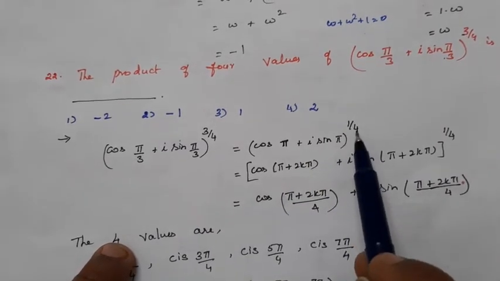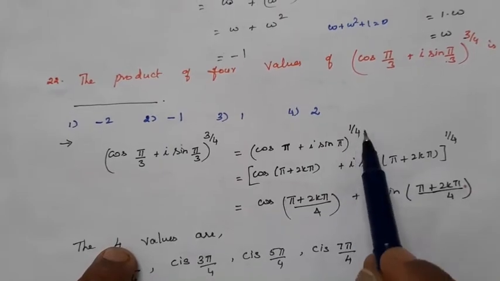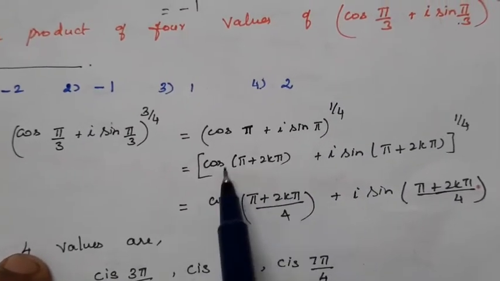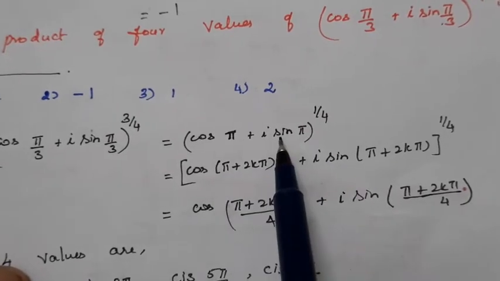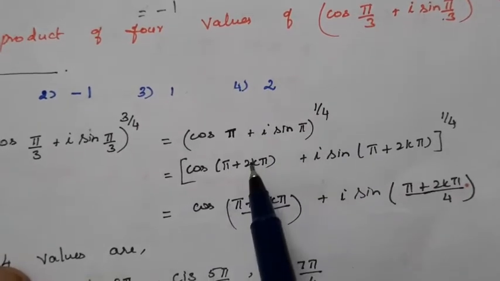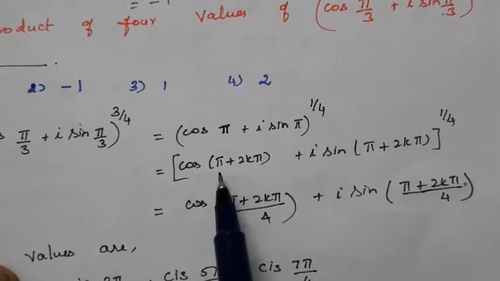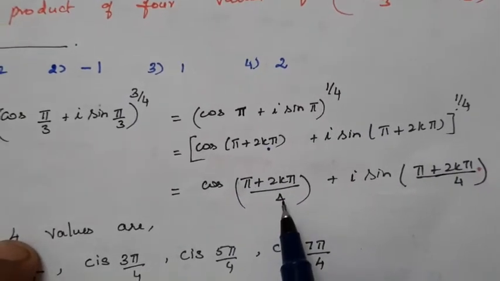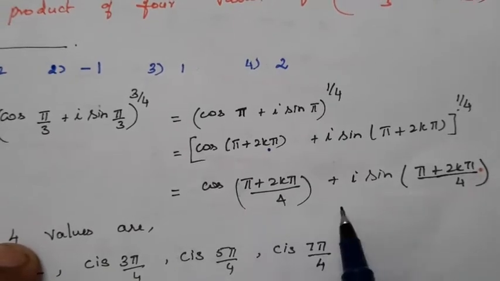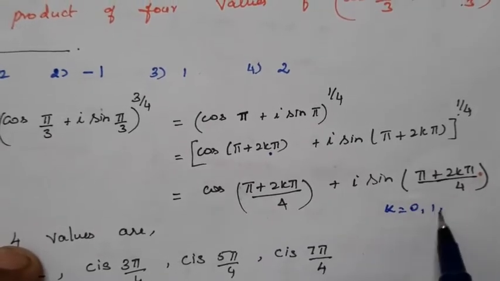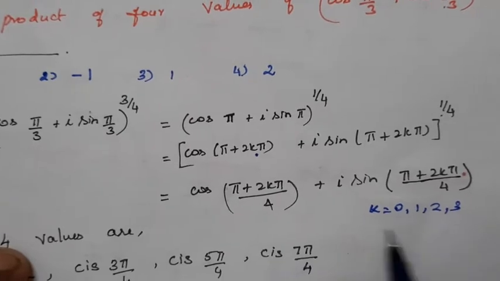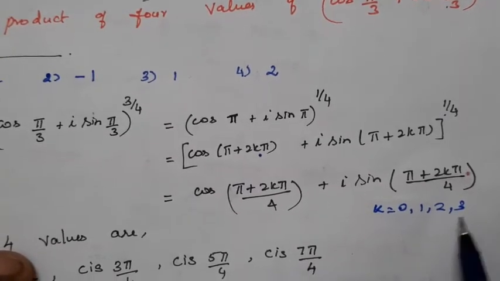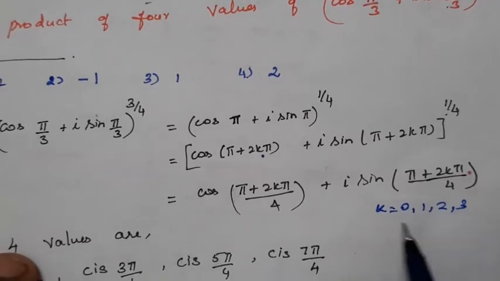When the power is rational, we have 4 values. To get those 4 values, we have to add 2k pi, because directly cos pi plus i sin pi is the principal argument. So by adding 2k pi we will get the 4 values. Then again applying de Moivre's theorem, 4 will be multiplied with the argument, where k is restricted to 0, 1, 2 and 3. Only 4 values will be obtained by taking k as 0, 1, 2, 3. Otherwise, if you take 4, 5, 6 etc., the same values will get repeated.